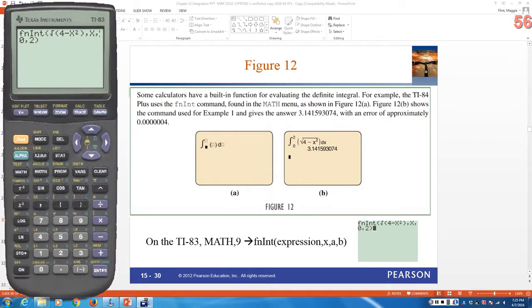And hit enter. It takes a few seconds because it has to do this numerically. And it comes back and gives you the same thing that you would get if you ask it for the value of pi. Pretty close. That's because numerical integration is not perfect. But if we were going to round that to, I don't know, about 6 decimal places, I'd say that's pretty good. Close enough. Right? So you can do these numerically.